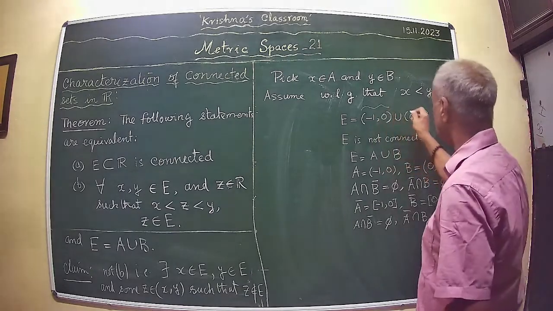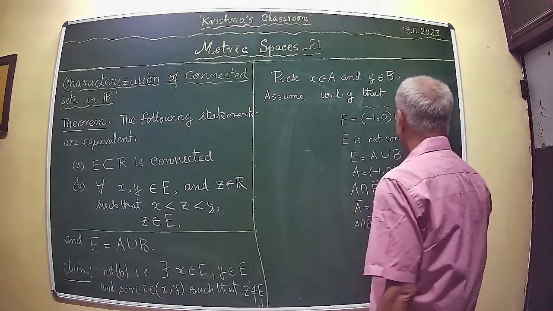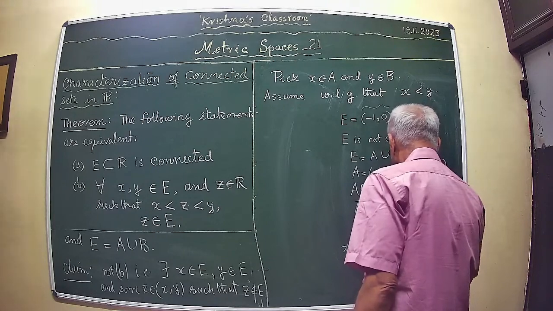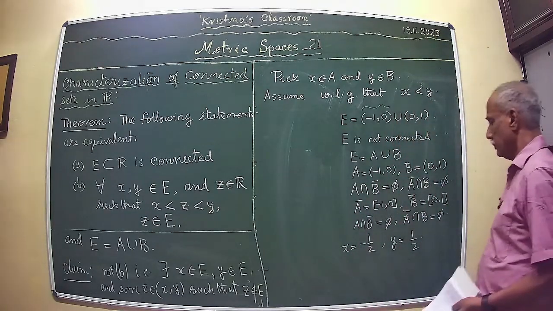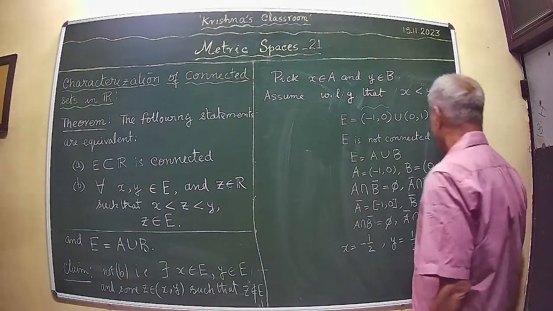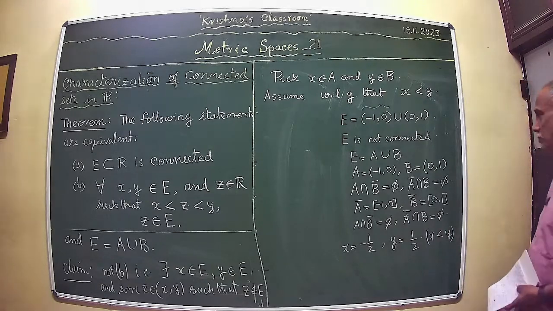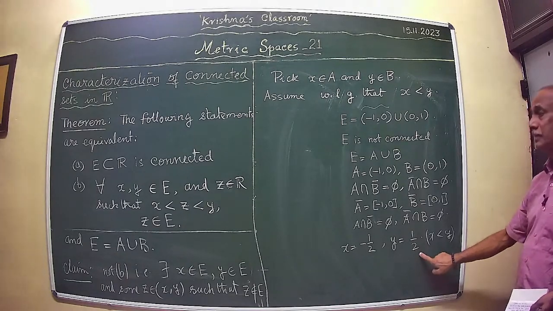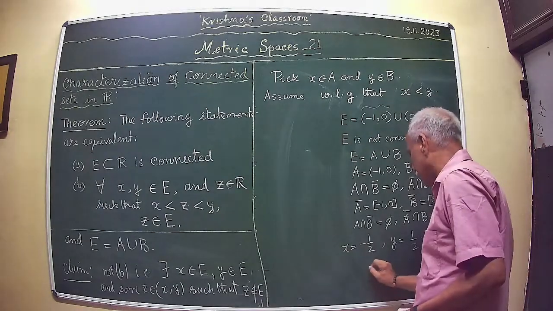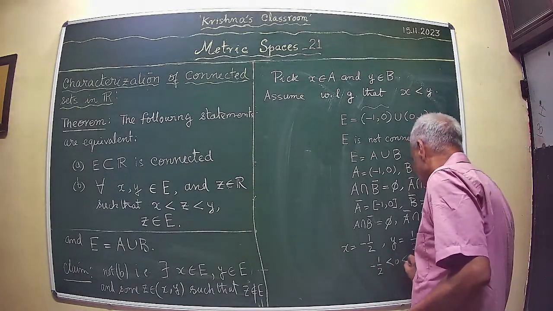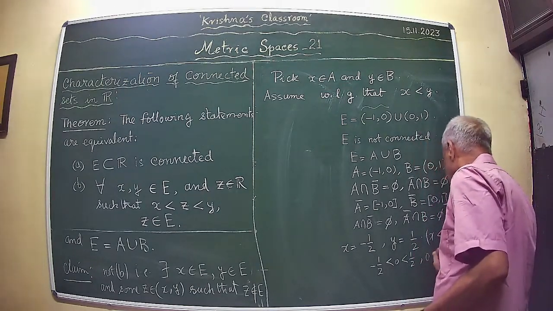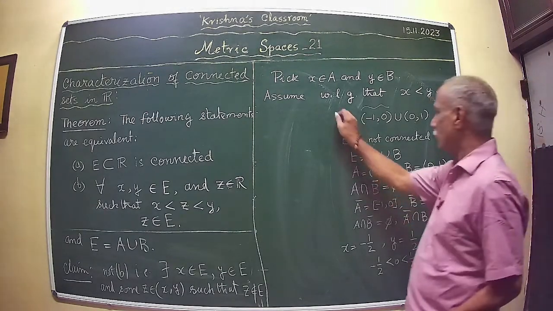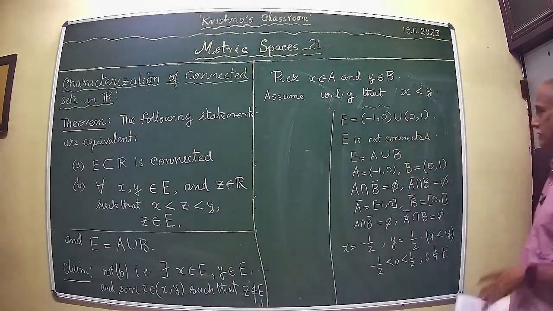So what have we done? We are picking some element from here and some element from here. So let us say -1/2, and Y you pick as 1/2. And then of course you have X less than Y. Now we want to show that there exists some number that lies between -1/2 and +1/2, which is not in E. It's clear. So take -1/2 less than 0 less than 1/2, and 0 does not belong to E. Okay, so just carefully examine this particular example.